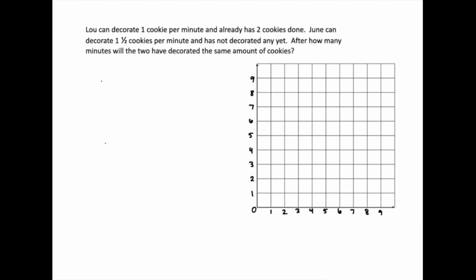This one says that Luke can decorate 1 cookie per minute and already has 2 cookies done. June can decorate 1.5 cookies per minute and has not decorated any yet. After how many minutes will the two have decorated the same amount? Let's start by writing an equation for Luke.